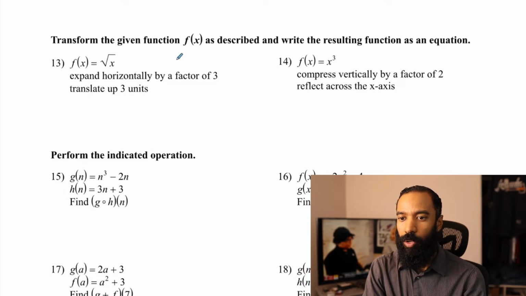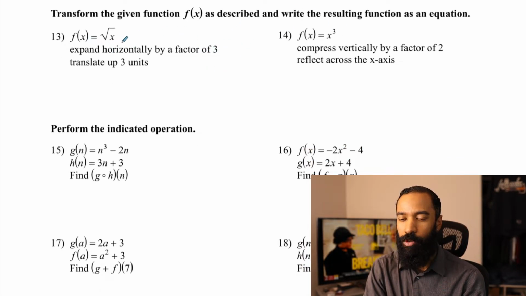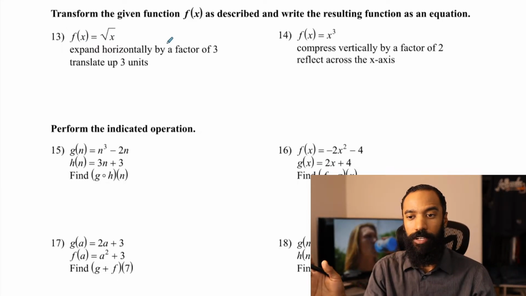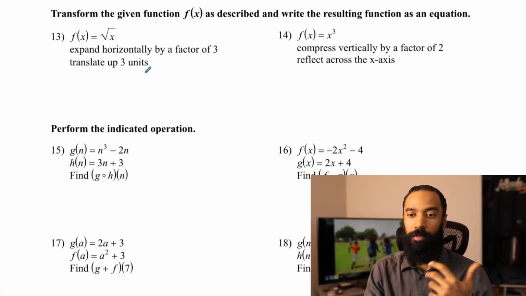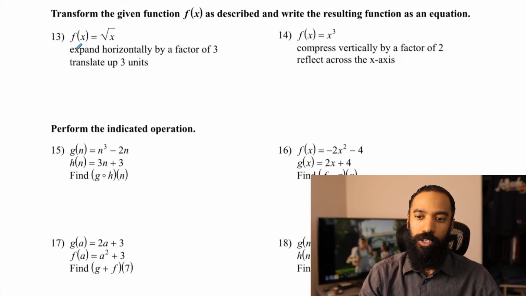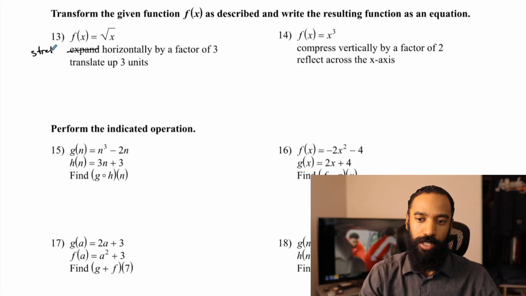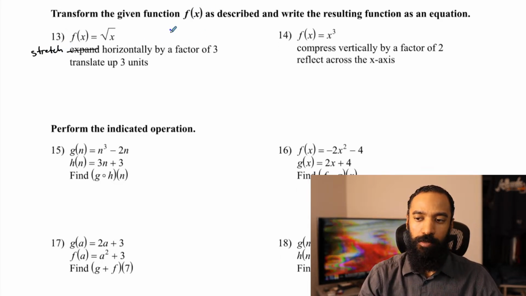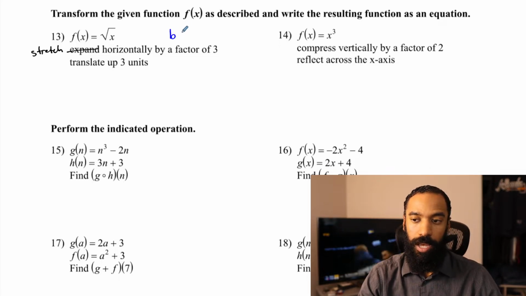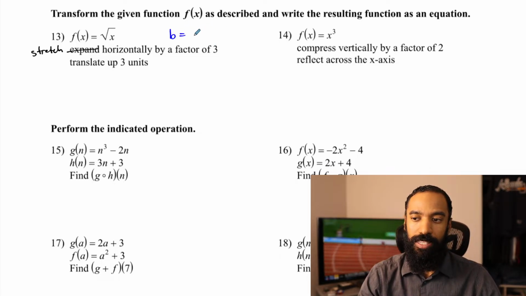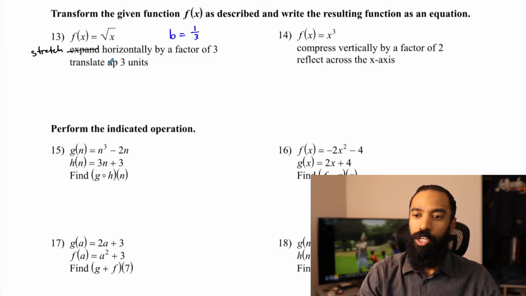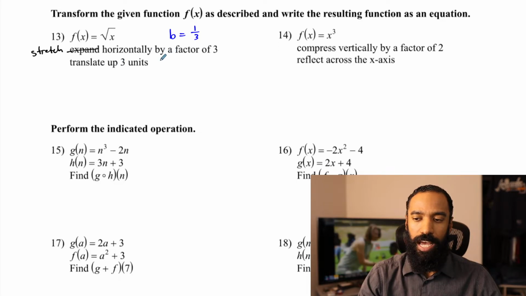Okay. Transform the given function f of x as described and write the resulting thing. This thing being a square root's no problem because we're not graphing it. You see a function, you do the things to it as we would before, and work it out. Expand horizontally is also the same thing as stretch horizontally, so I'm going to go ahead and write that. Stretch by a factor of 3. Horizontal stretch means b for that. A stretch means that 3 actually turns into 1/3. You take the reciprocal. That's what we're going to see in our equation. Translate up 3 units. Translate up is k, and k is 3 there.